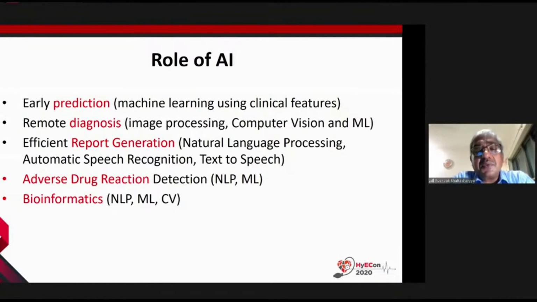Adverse drug reaction we have found to be very important. It was brought to our notice by a startup in Silicon Valley, and we have worked on this. And bioinformatics in general is full of tasks which require natural language processing, machine learning, computer vision, and speech inputs.